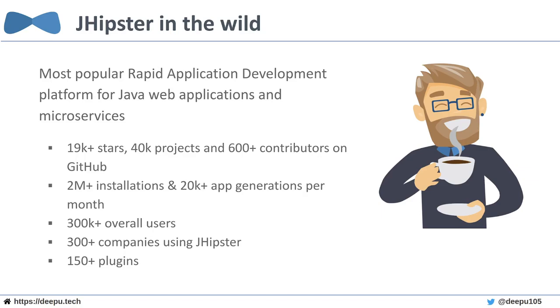JHipster is the most popular rapid application development platform in the Java world. That's another way to say it's an awesome low code platform. As in, you don't have to write most of the code yourself. See, we do have cool stats and lots of numbers. If that doesn't convince you that JHipster is the best low-code platform, then the following demo will.